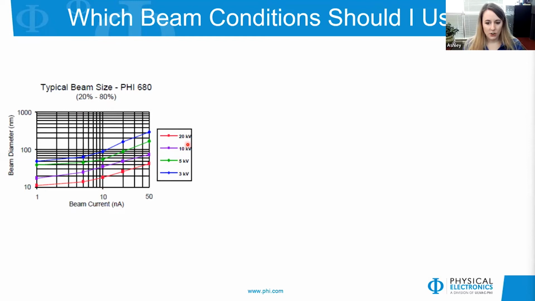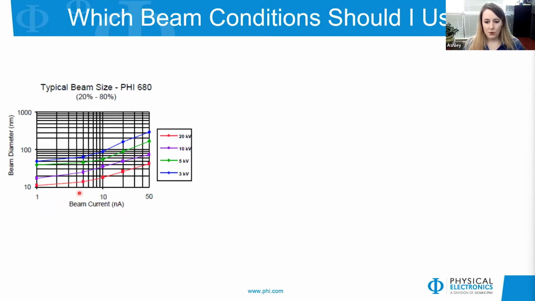As the beam current increases, the diameter increases. As the voltage increases, you can see the low voltage in blue and the higher voltage in red. So as the voltage increases, the beam diameter decreases due to reduced chromatic aberration and space charge effects.